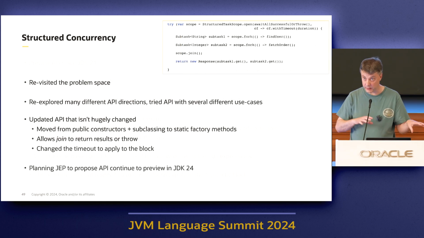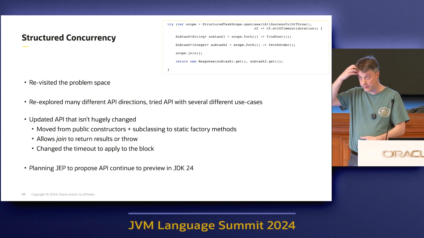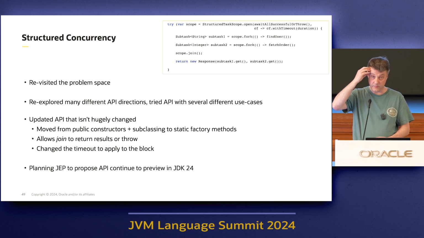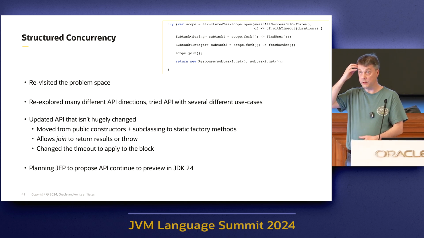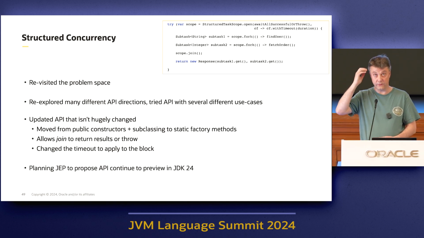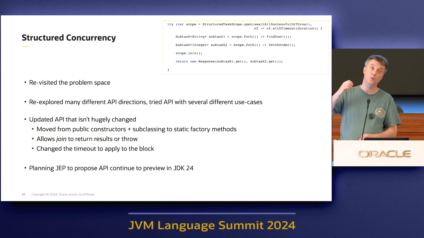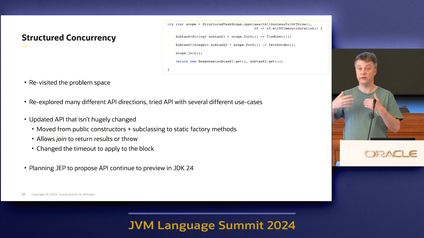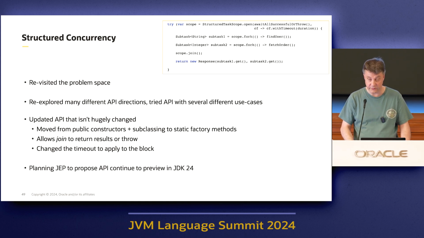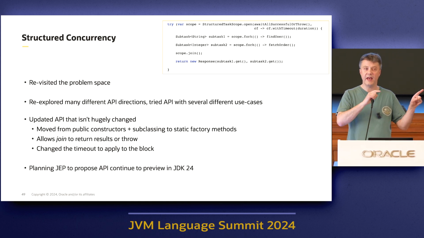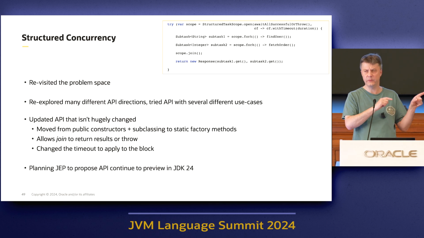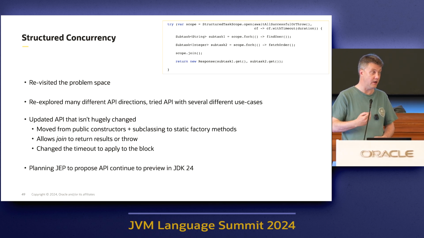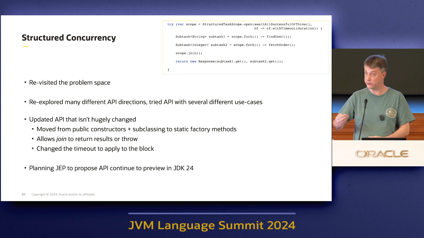So Victor Klang and I have taken another stab at this. We went through all of the different use cases. We explored various different API shapes. We've gone through several different prototypes to explore different types of APIs. One of the things we can't lose sight of with this API is that it's very much about providing a gentle on-ramp to structured concurrency.